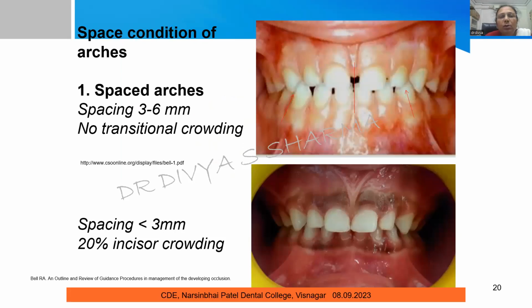Let us know a little more about the deciduous arches. You encounter this type of arch which has physiologic spaces as well as primate spaces, and the spacing is 3 to 6 millimeters. It is expected there will not be any transitional crowding.